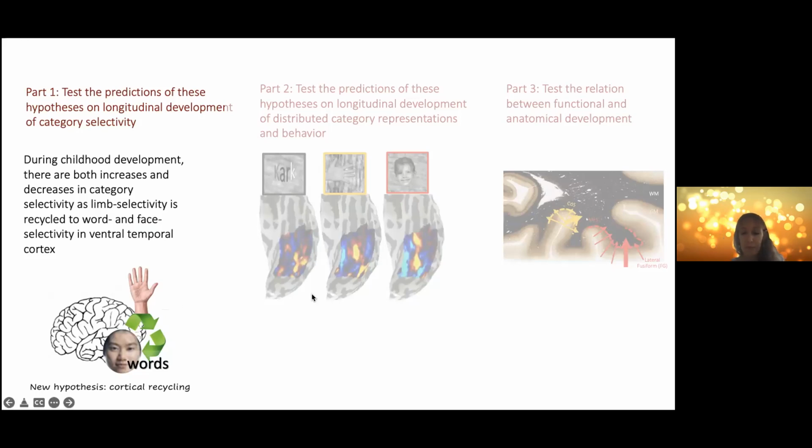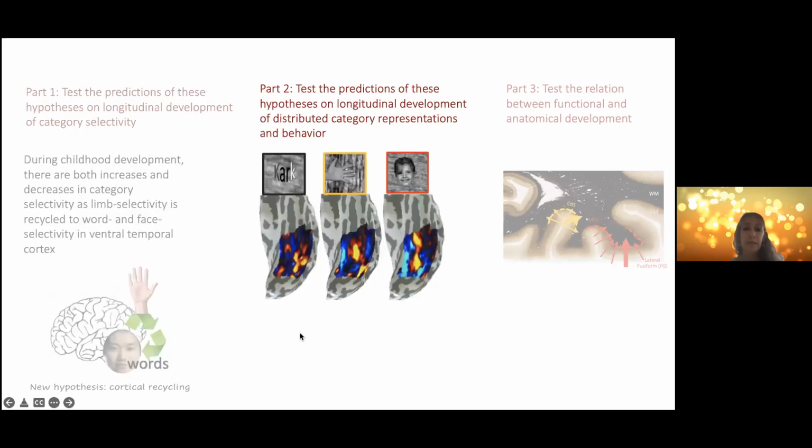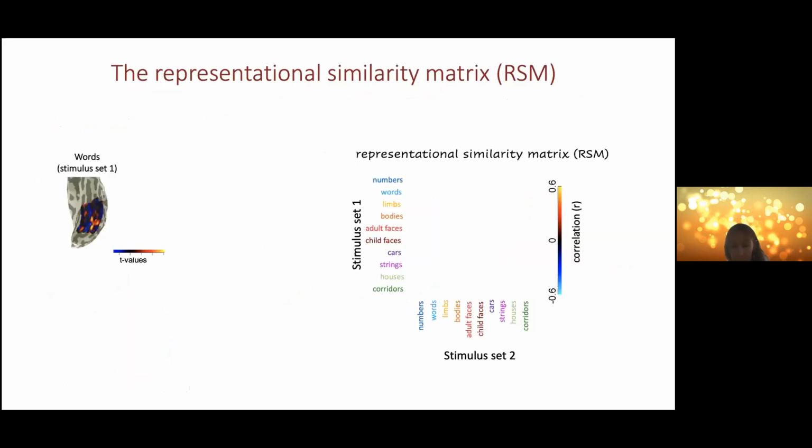So given this finding of recycling, how does this cortical recycling affect the broader distributed patterns across ventral temporal cortex? And does it have any impact on recognition of these categories? So in the second part, we're going to take the same data, but instead of looking at the clustered activation, we're going to look at the longitudinal development of these distributed patterns. And what we're going to do is look at the representational structure in children's brains using a representational similarity matrix.